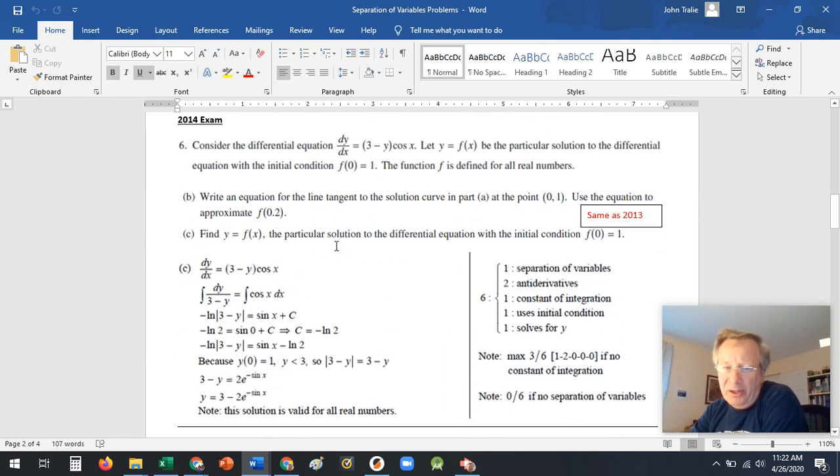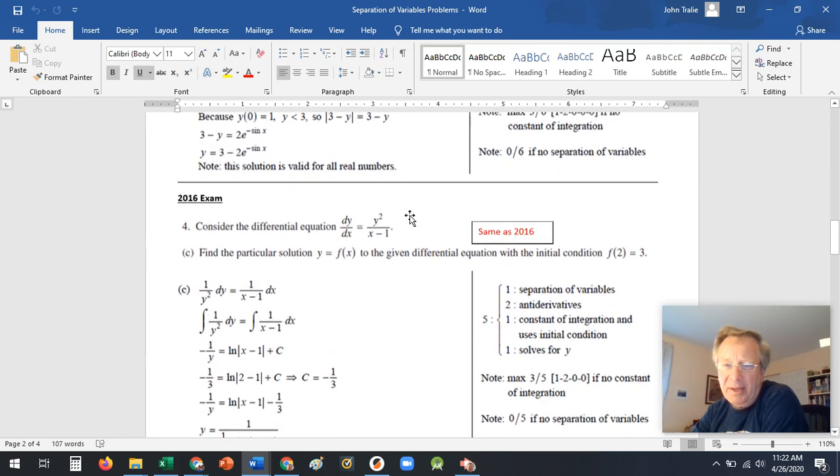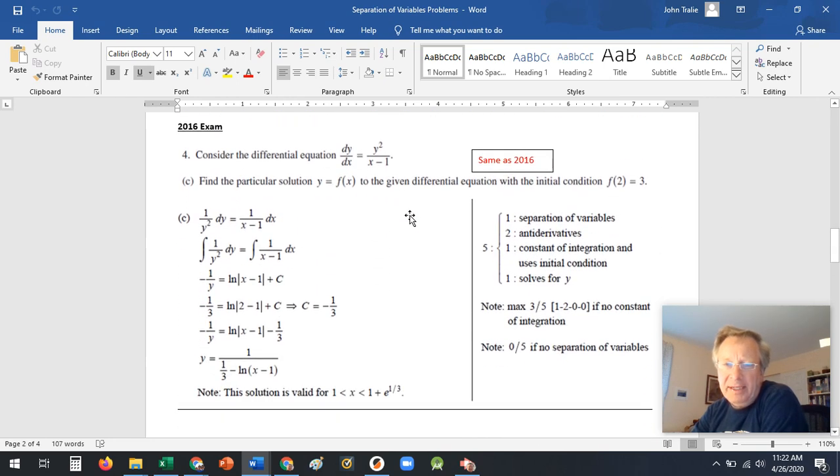So here, they talk about a particular solution. I look at the differential equation. It's a mix of x and y, guys. I do this one in class today, so you'll see me walk through that solution method. 2016, same sort of thing. They're asking for a particular solution. They give you an initial condition.